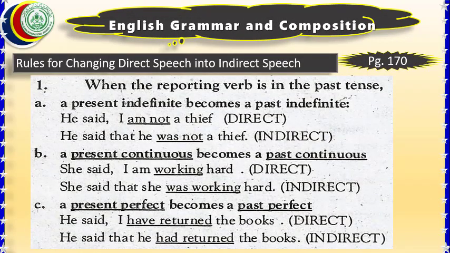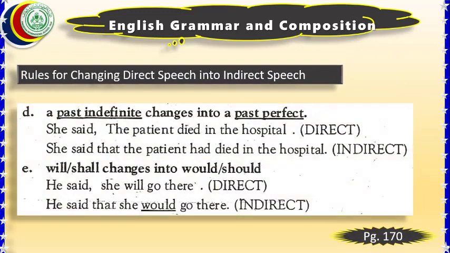Yes, students. Now come to direct indirect. I want to review very shortly the rules which we have learned before. When we want to change direct narration into indirect, present indefinite becomes past indefinite, present continuous becomes past continuous, present perfect becomes past perfect. It is very important to learn it, to do these exercises. Past indefinite, past perfect. Shall, will change into would, should.